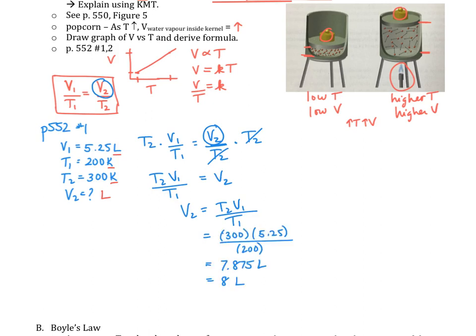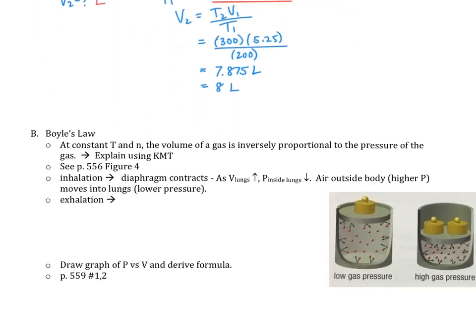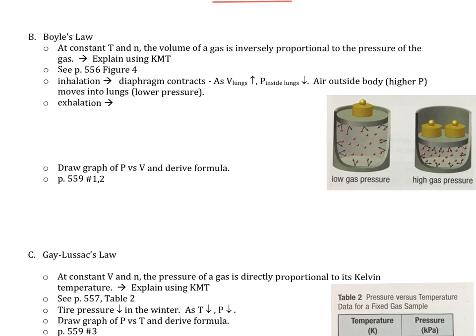Okay, so you'll see that I substituted my values, computed 7.875 liters, and because I had 1 sig fig with these trailing zeros here, I go to 8 liters as the final answer. So the only trick with questions like this is to make sure that if the temperature is given in degrees Celsius, that you first convert to Kelvin. Okay, moving on to Boyle's law.